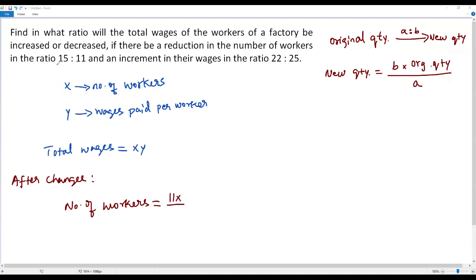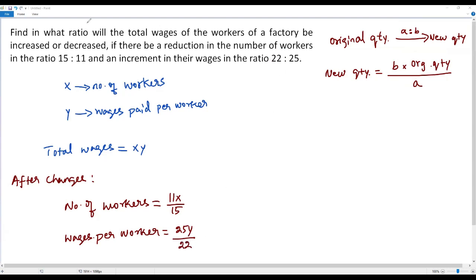It has to be divided by this first term of the ratio, which is 15. In the same way, we can find the wages paid per worker. Let me write it over here. Wages per worker is going to be, so we have to multiply the second term of the ratio, 25, by the original quantity, that is Y, divided by the first term of the ratio, which is 22.